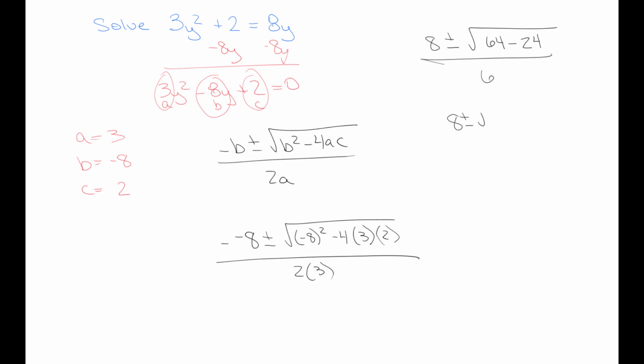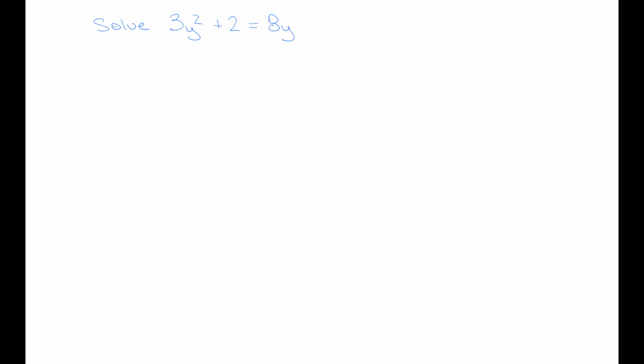Simplify that down some more. 64 minus 24 is 40 over 6. And I'm going to do both separately. So 8 plus the square root of 40 over 6, and you should get 2.39. And then 8 minus the square root of 40 over 6, and you should get 0.28. And again, you can do that in your calculator. And in this problem, I wanted you to round to the nearest hundredth. So there you go.